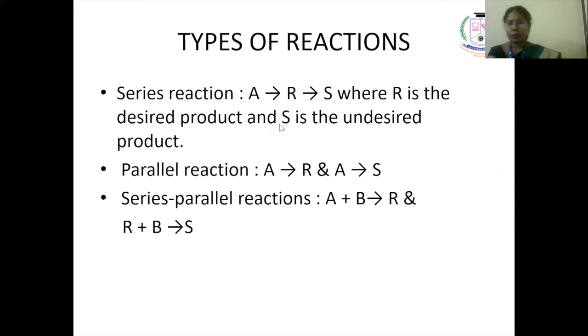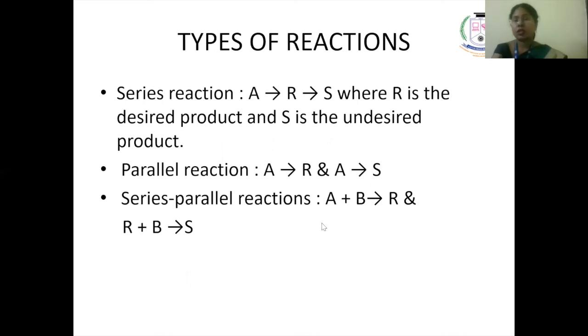So examples of multiple reactions are series reaction, parallel reaction, and series parallel reaction. Series reactions are those where reactant gives rise to an intermediate, which most often is the desired product, which finally decomposes to the product, which could be an undesired product. Parallel reactions are those where A will parallelly give R and parallelly give another product S. The R can be a desired product and S can be an undesired product.